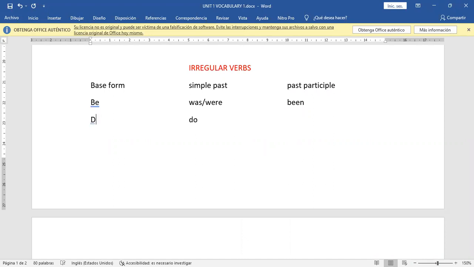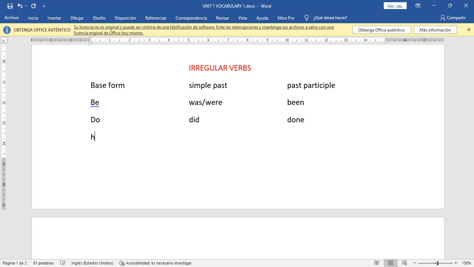You didn't say anything. Do is the base form, and the simple past is did. Do is the base form. The simple past is did. And the past participle? Done. Yes, but the pronunciation is done, not done.